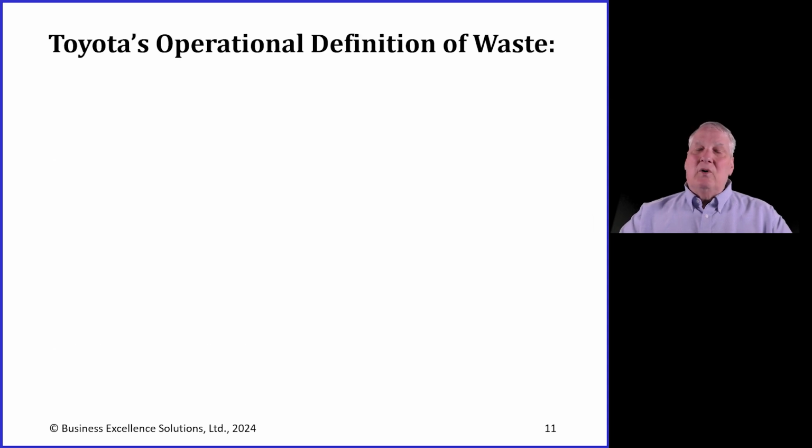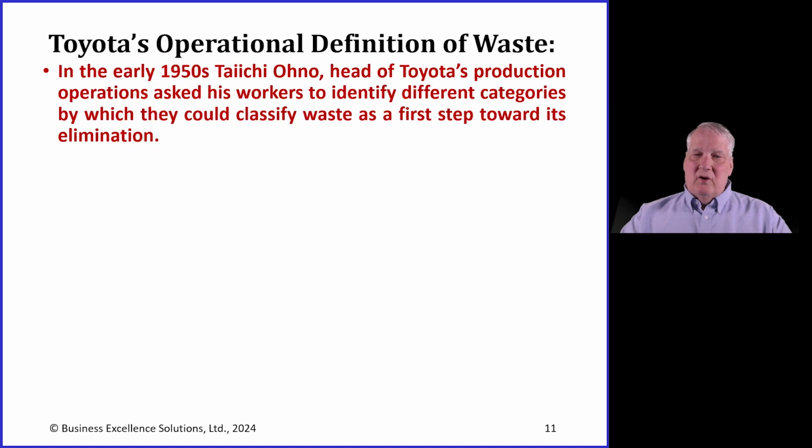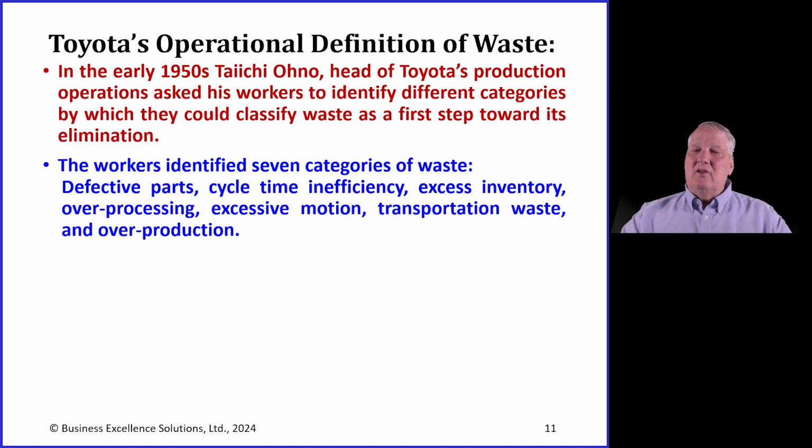So now we take a look and we start seeing none of that relates at all to what we've been talking about with Toyota's definition of waste. And I think it's interesting. Here we see Taiichi Ohno talking about his definition of waste and what is the first step towards this. And they decided there were 7 categories of the waste the workers came up with. These are the 7 categories.